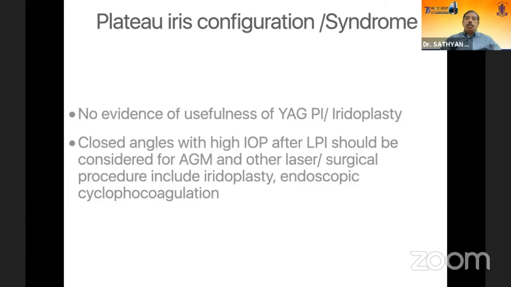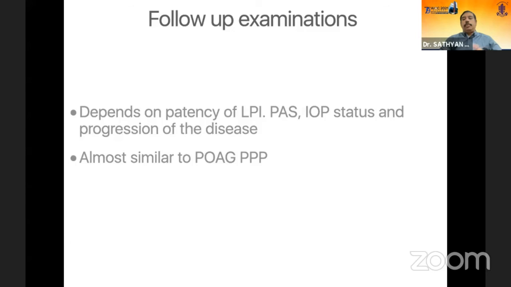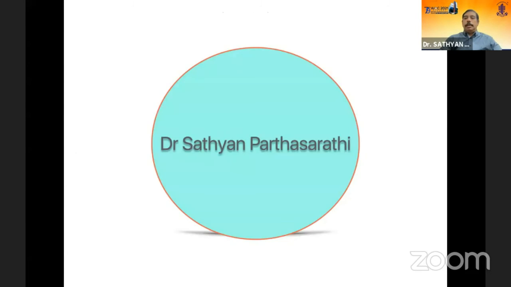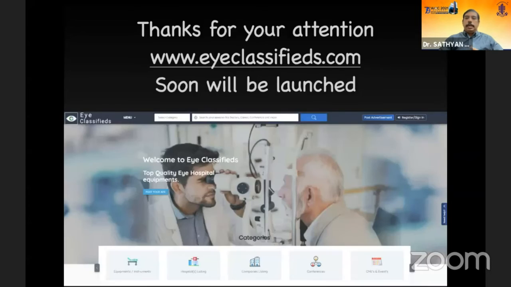In plateau iris syndrome and configuration, peripheral iridotomy may not be very useful. There is no evidence to suggest that, so you have to understand that. But if you have the higher IOP, you just go with the primary open angle glaucoma preferred practice pattern treatment. So other factors to consider: counsel and refer at the correct timings. And we have to make sure that socioeconomic considerations and the quality of life are in our mind all the time. Thank you so much for your attention.